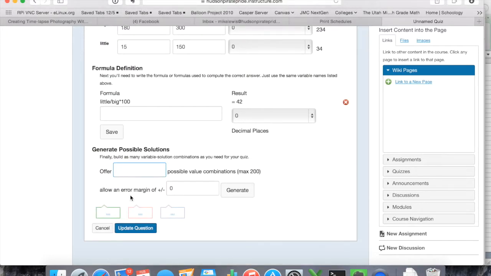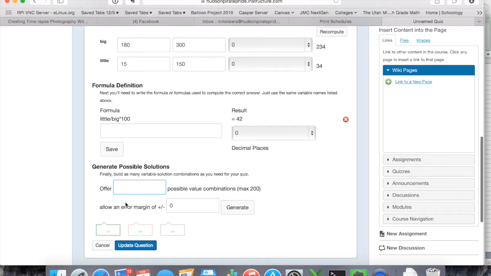Now you tell it how many different possible combinations of the variables do you want me to go ahead and build for you. So I would say just do one for each person in the class. Seems like that would make sense. You can't go over 200, but I'm not sure why you ever would need to. So I'll say, hey, make 30 different possible combinations for this.